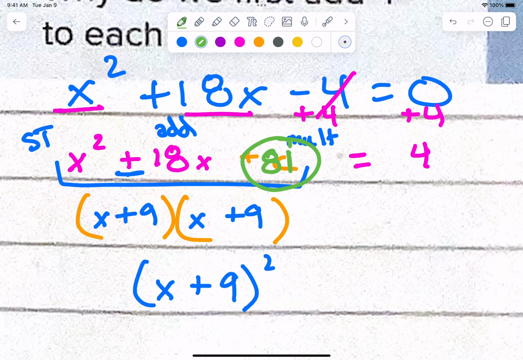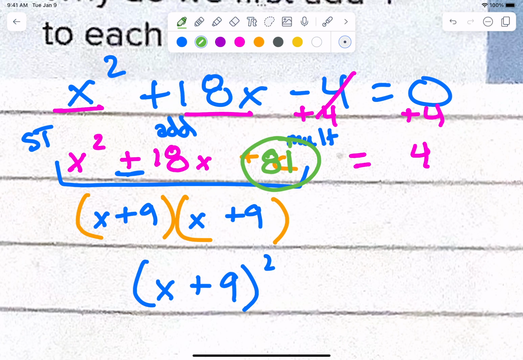Now, here's the deal. This is the new part. 81 is your value of C. That's what goes in that blank. But here's the deal. Here's my equal sign, and I have like a balance right now. If I add 81 over here, this side is going to be heavier, right? So if I add 81 over here, guess what?